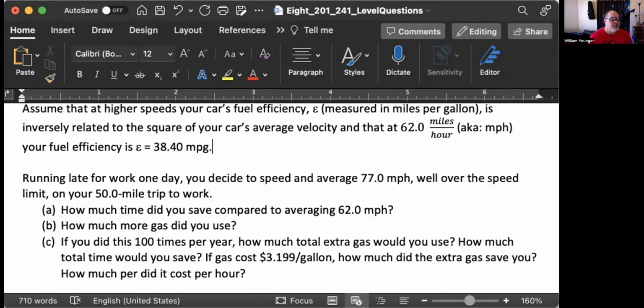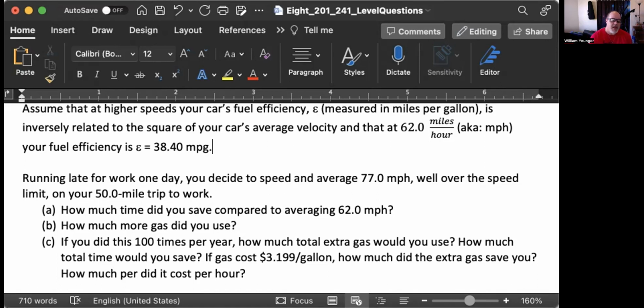Now the question says, running late for work one day, you decide to speed, averaging 77.0 miles per hour, well over the speed limit, on your 50.0 mile trip to work. A, how much time did you save compared to averaging 62.0 miles per hour? So we're trying to figure out how much time I saved if the trip really is 50 miles and I average 77 miles per hour instead of 62 miles per hour.